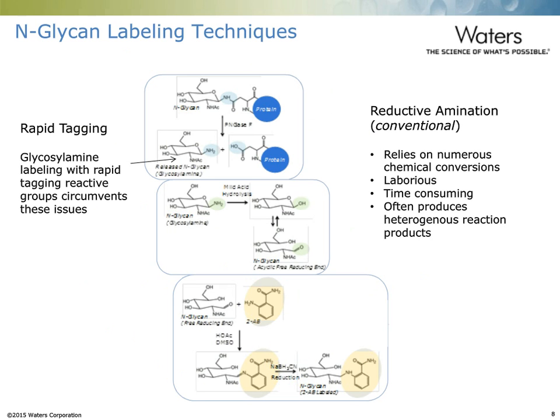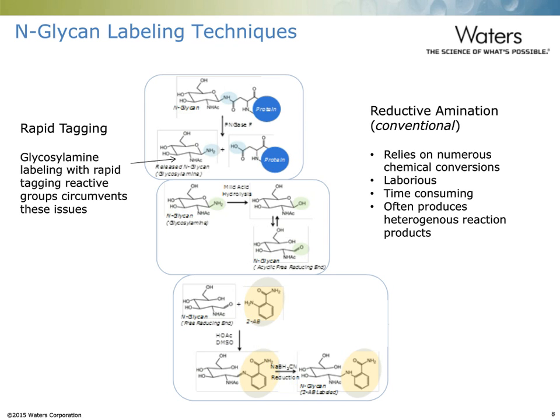Shown on this slide is a typical workflow for the labeling and release of N-glycans from a glycoprotein. Starting at the top, we have our glycoprotein, and we treat it with PNGase F, an enzyme that releases the N-glycan. It releases the N-glycan as a glycosylamine. Once that glycosylamine is released, it now has to cyclize into a reducing sugar, and then it can be labeled through a reductive amination process with 2-AB.